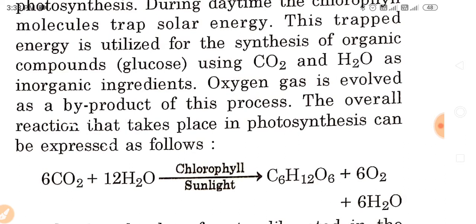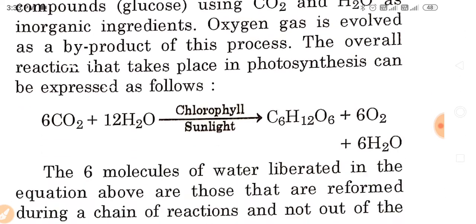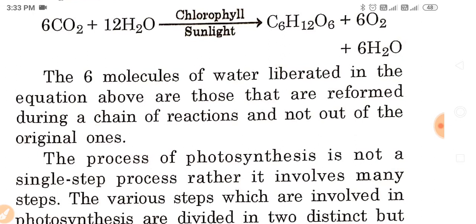The overall reaction that takes place in photosynthesis can be expressed as follows. So if you see, the equation of photosynthesis is 6CO2 plus 12H2O, in the presence of sunlight with the help of chlorophyll, they make C6H12O6 plus 6O2 plus 6H2O. The six molecules of water liberated in the equation above are those that are reformed during a chain of reactions and not the original ones.